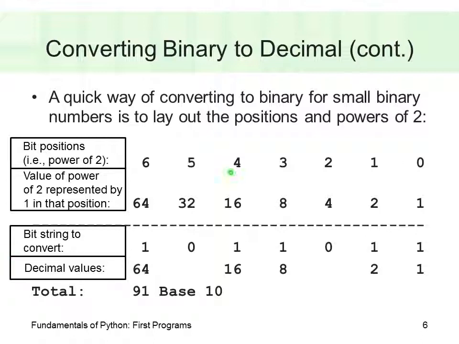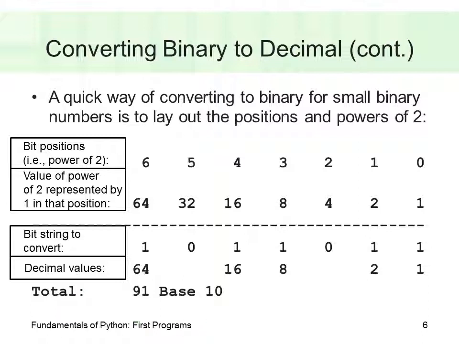Okay, so I see I'm going to need to edit the slide. That should be a 2. So 64 plus 16 plus 8 plus 2 plus 1, if we add those all up, we will in fact get a total of 91 base 10. So that's an easy way to go from a bit string to a decimal number.